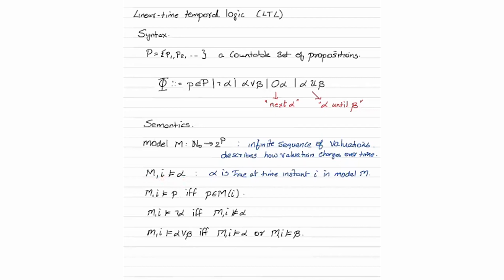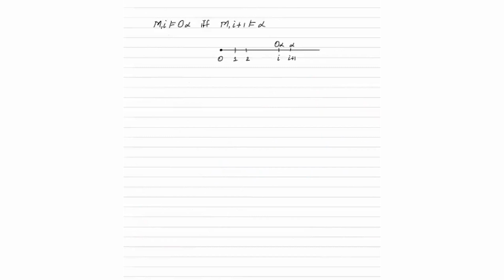Okay, so how do you do that? Well, propositions are immediate. M,i satisfies P if P is in M,i. This is an atomic object, which is given. That's part of the model. And the Boolean connectives are also the same, just as you define for propositional logic. There's no difference here. The only new things are these two operators, next and until.